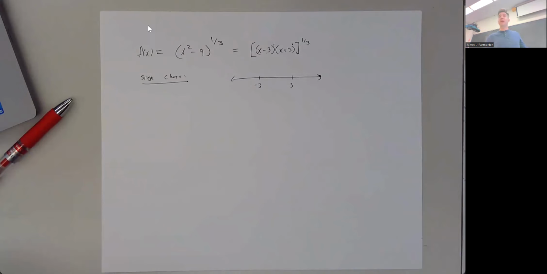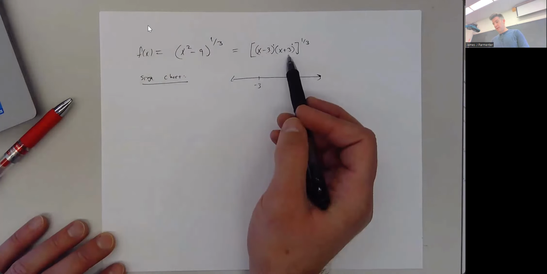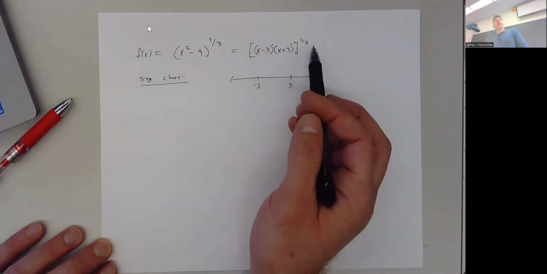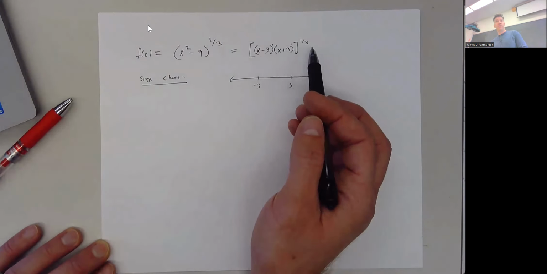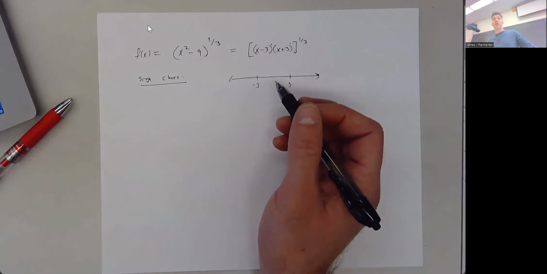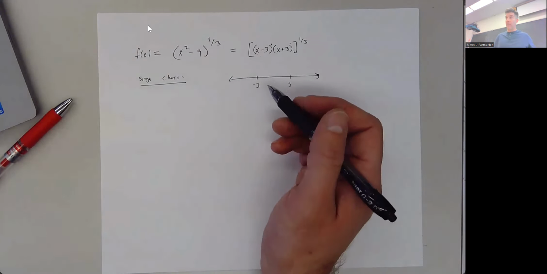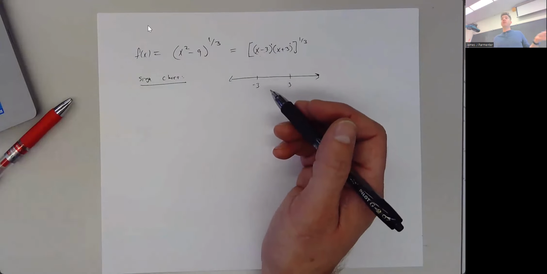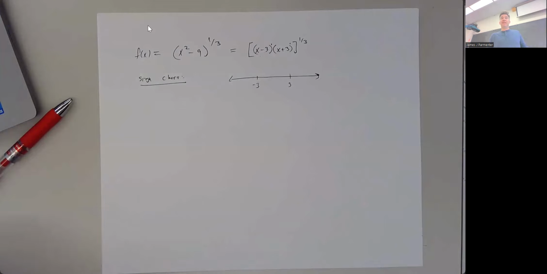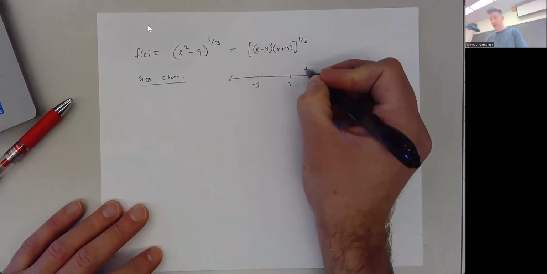You don't have to make that choice. If I pick a number larger than 3, like 4 minus 3 is positive, 4 plus 3 is positive, multiply them together is still positive, and a positive number to the 1/3 power is still positive. Like 8 to the 1/3 is 2. A negative number to the 1/3 power is still negative. Odd roots preserve signs. Even roots, you don't get to take the square root of a negative number. Okay, so we know it's going to be positive over here.